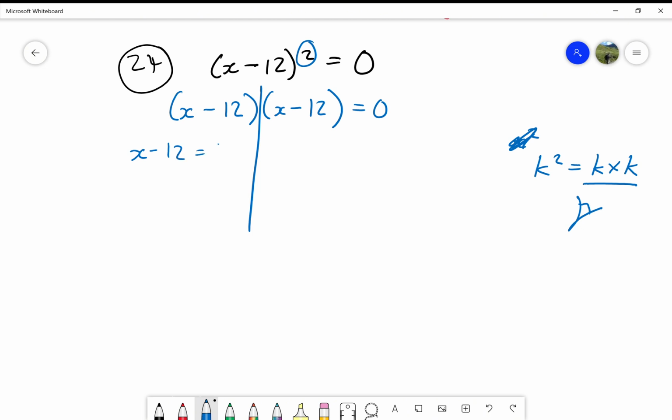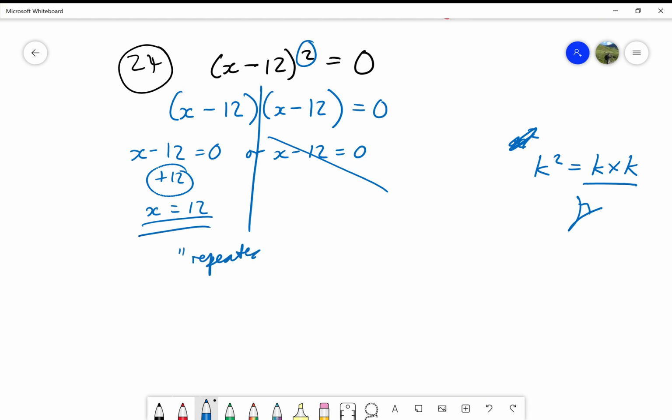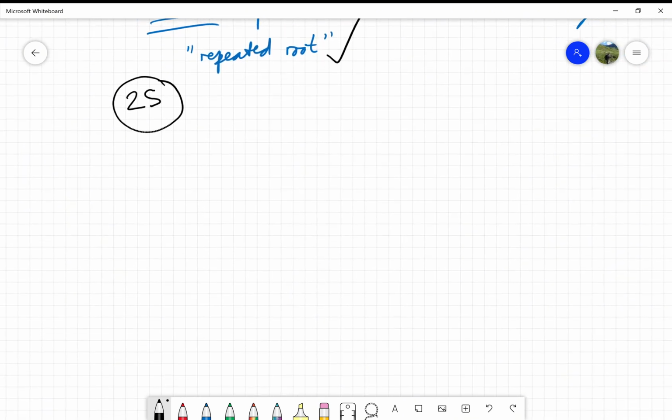So x minus 12 equals 0, or x minus 12 equals 0. Oh wait, that's exactly the same thing, so you don't need to worry about that one. Add 12 to both sides, x equals 12. And you could say, if you like, repeated root. Again, if you don't know what that means, don't worry about it, doesn't matter. I'm just saying that because that's like a more advanced thing that some people have been trained to do, and that is correct. And if you don't write that in more advanced exams, you lose a mark.